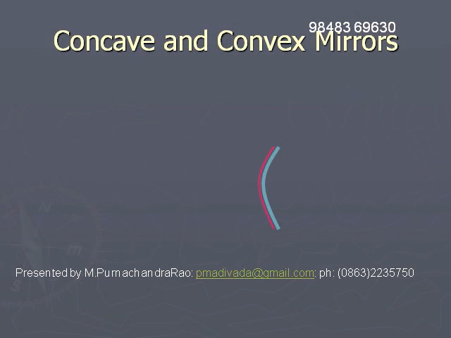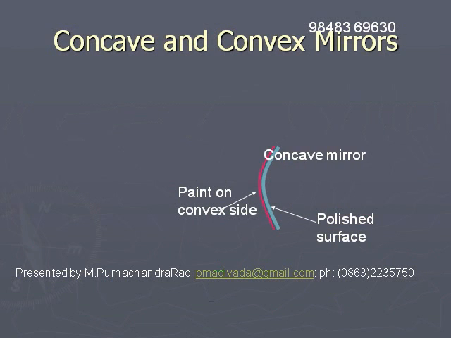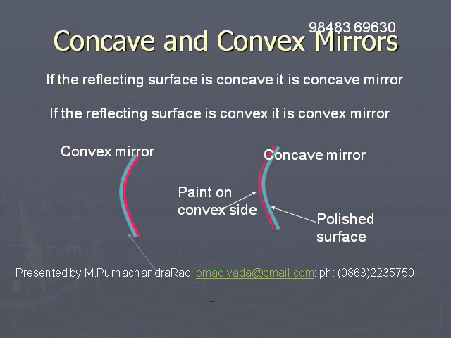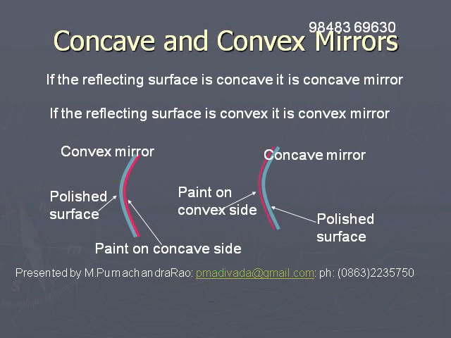Concave and convex mirrors. If the concave surface is polished and a paint is applied to the convex surface, then it is called a concave mirror. So, if the reflecting surface is concave, it is called concave mirror. If the reflecting surface is convex, it is called convex mirror. To prepare a convex mirror, we apply a paint to the concave surface and the convex surface will be polished. The polished surface is convex, so it is called convex mirror. Like this, we prepare convex and concave mirrors.